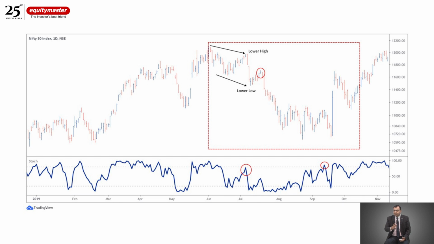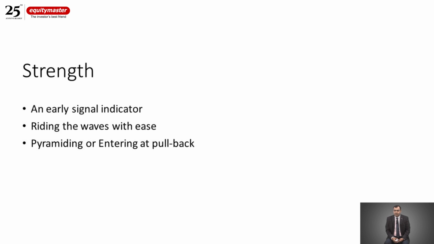So that's the stochastics. Well, coming on to the strengths as per the rules, the strength is that, being an early indicator, it focuses more on the prices, unlike other oscillators, which focus on other aspects as well. Being a fast indicator, it gives you an early sign. Riding the waves really helps you out because you are riding the bigger trend over here.